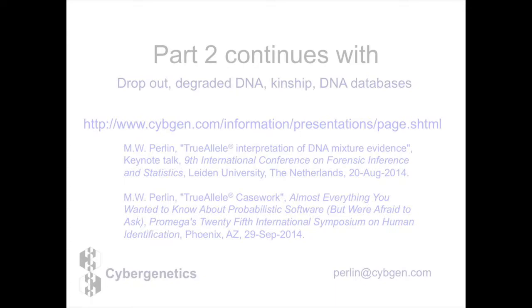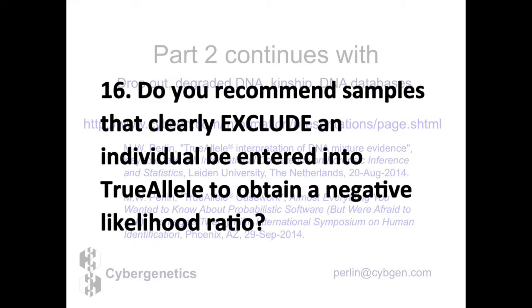The next question is, do you recommend samples that clearly exclude an individual to be entered into TrueAllele to obtain a negative likelihood ratio? The answer to that question is it depends on what question you're trying to answer. If the questions are largely inclusionary or the evidence is not that probative for an exclusion result, then there may be no need for that. If the questions are more exclusionary, like the work we do with Innocence Project cases, then that's clearly the main question that's being asked.